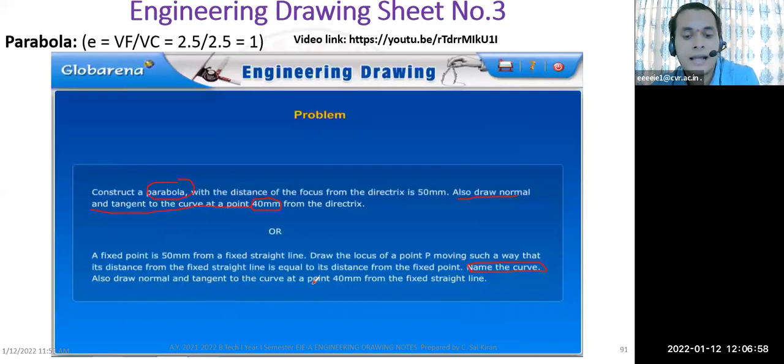And this is normal and tangent at a distance of 40 mm from the fixed straight line. The fixed straight line is the directrix. So from the directrix, it is at a distance of 40 mm. This can be any distance because these are just numbers. Numbers can be changed in your exam. You have to be ready for whatever the numbers may be, it is possible to draw. And if you want, you can take a screenshot of this problem.